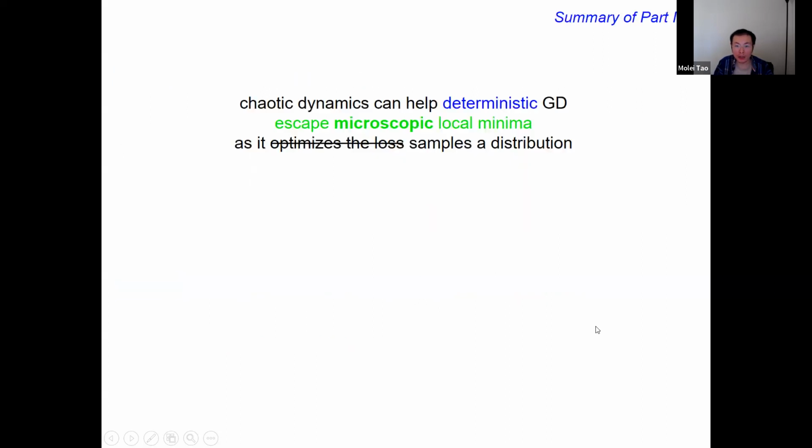So as a summary, deterministic gradient descent can actually escape local minima if the local minima are microscopic and the learning rate is large. And that's because the dynamics is chaotic. And then gradient descent no longer optimizes. It actually samples from a statistical distribution.